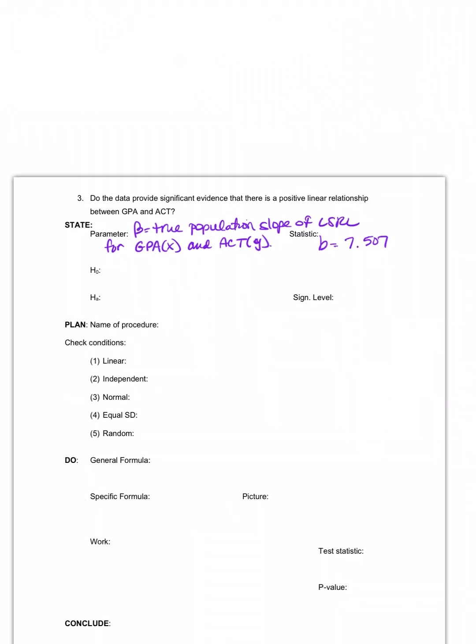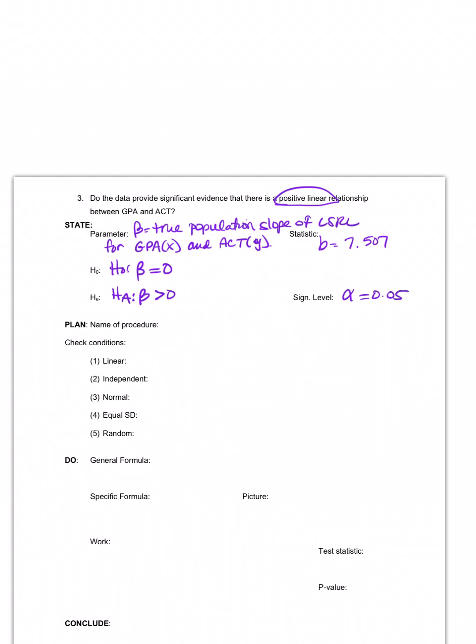So here's null and alternative. We haven't done this in a minute. Our symbol, however, is going to be beta. We don't use mu because it's not means, and we don't use p for proportions; we use beta for slope. What would the null say? Beta is 0, meaning no relationship at all. We're trying to test for a positive linear relationship, so the alternative is beta greater than 0. Does the logic follow? Our significance level isn't stated, but we're going to go with 0.05.